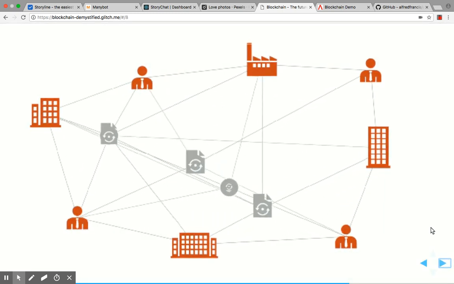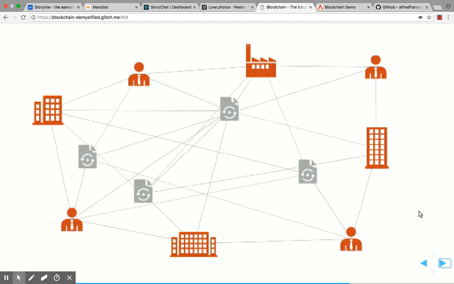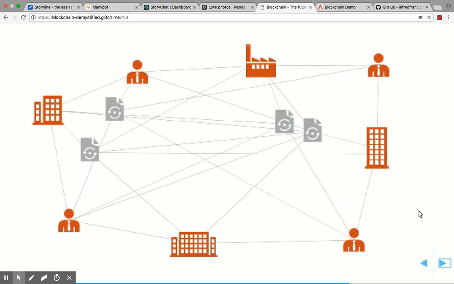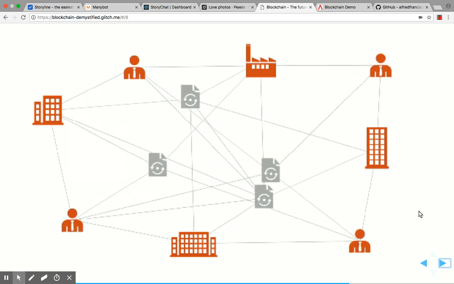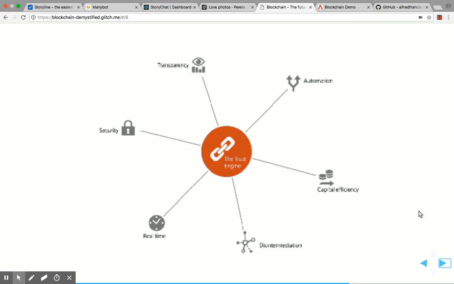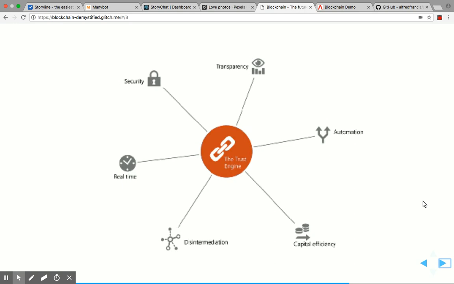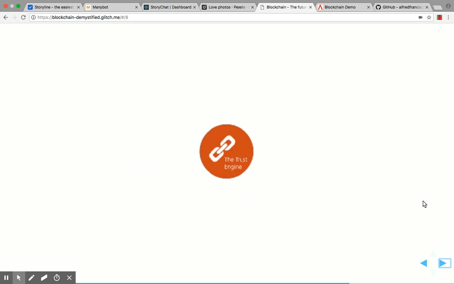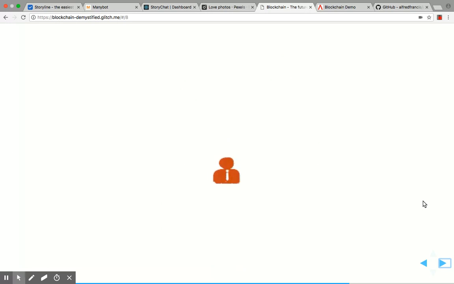Now, this is a good representation of how value is transferred across a peer-to-peer network, which is a blockchain or Bitcoin-like network. There are a lot of benefits of blockchain: transparency, security, real time, and you can imagine it to be a trust engine actually.